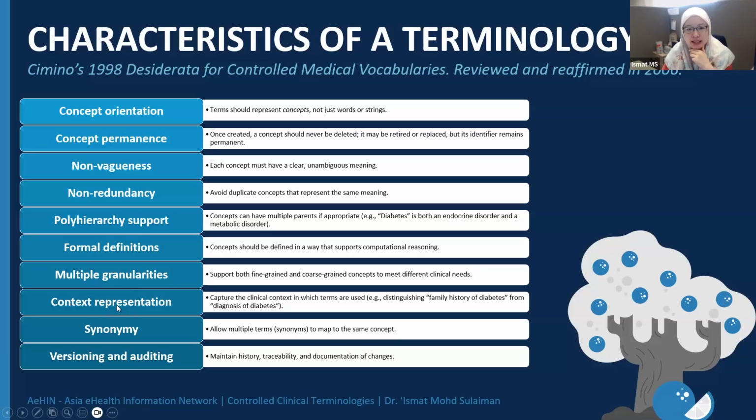It has context representation. So for example, if someone notes down diabetes, is it the patient who has diabetes, or is it a family history of diabetes? It has context. It supports synonyms, that means multiple ways to describe the same concept. And there's a way to version and audit it, right? So those are the desiderata.